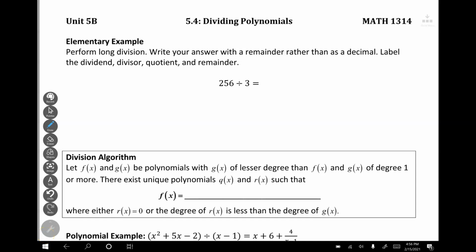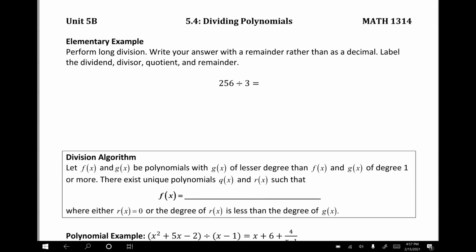Hey guys, this is 5.4. We are going to look at dividing polynomials. This is going to be extremely important as we go into 5.5 tomorrow, because that whole section involves being able to divide polynomials. So make sure you get this skill down before you move to 5.5.